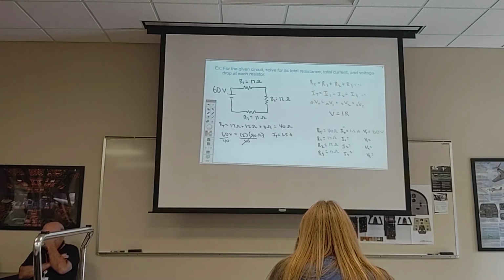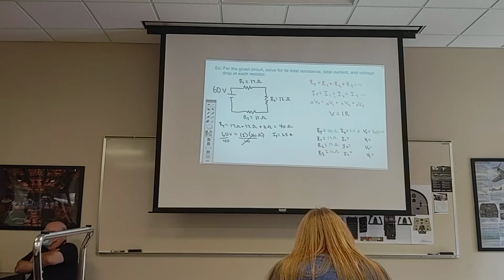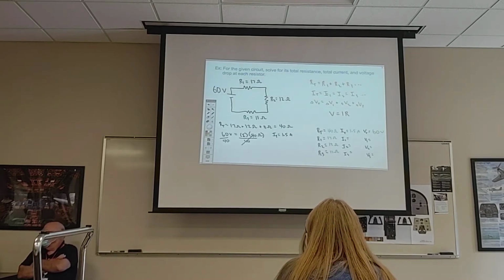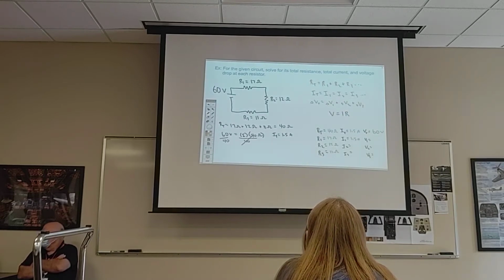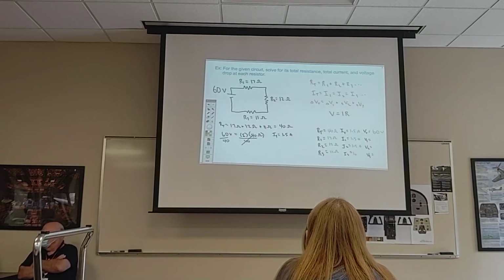Now that we know the total current, let's go back to our rule, which states that the current at every single place is the same. So if my total current is 1.5, well, my current at the first resistor also has to be 1.5. So we can fill in all of these because the current is the same at every single position.